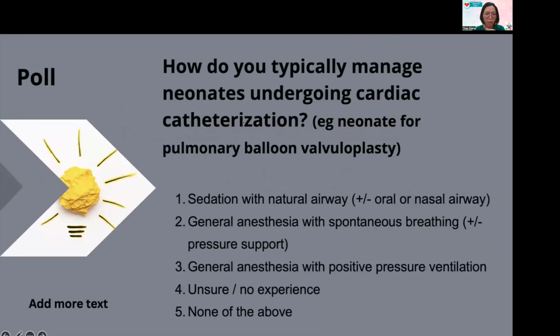We will start with the poll as usual. The poll is, how do you typically manage a neonate undergoing cardiac catheterization? For example, a neonate for a pulmonary balloon valvuloplasty. Number one, use sedation with natural airway. Number two, general anesthesia with spontaneous breathing with some extent of pressure support. Or number three, general anesthesia with positive pressure ventilation. Number four, unsure or you have no experience. Or number five, none of the above.